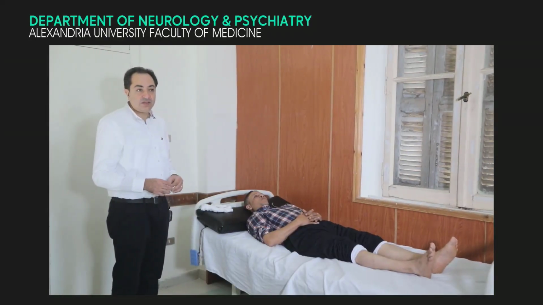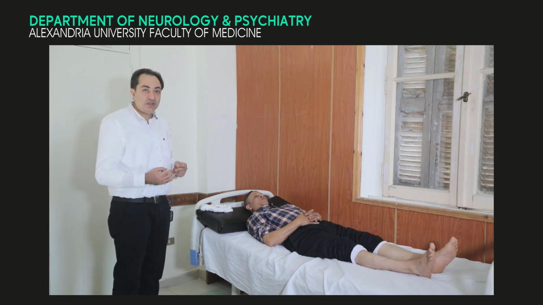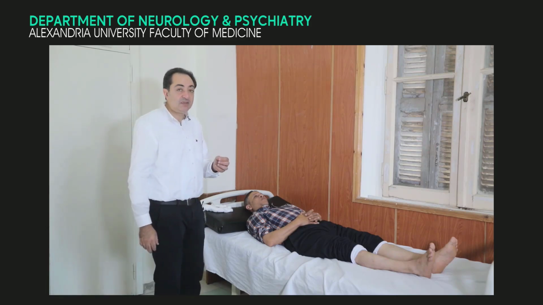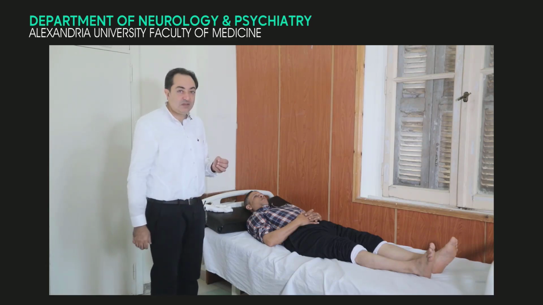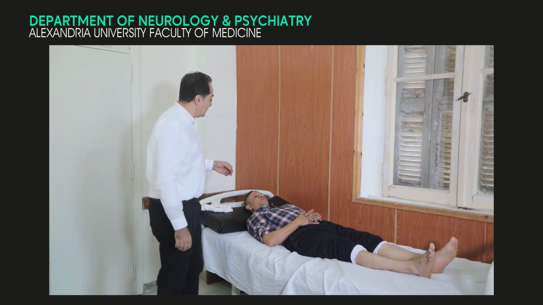We will examine the sensory system. Sensory system examination includes superficial sensation, deep sensation, and cortical sensation. For superficial sensation, we will examine pain, touch, and temperature. The pain sensation will be examined by a disposable pin, and we will start by asking the patient if he feels it in a normal area that he didn't complain of.